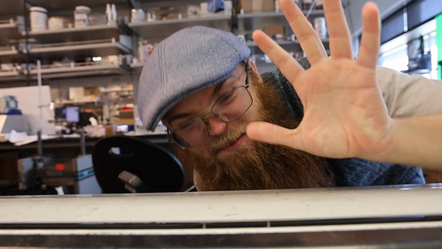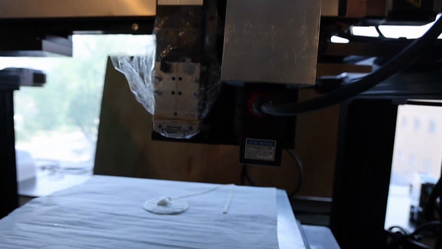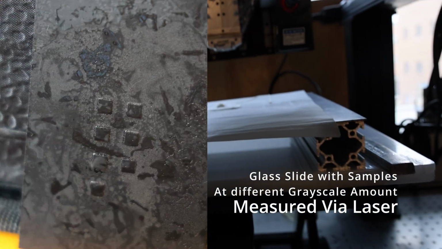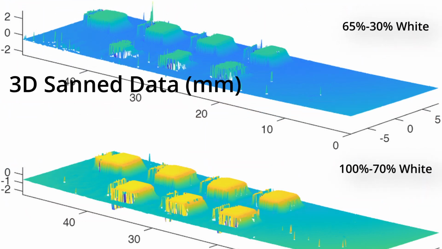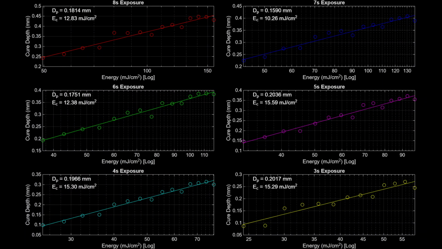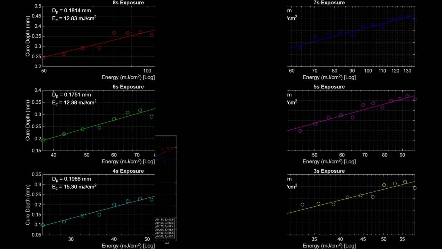But how do you make sure that it's repeatable? I'll show you. So what we do is we use this over here. We are using this laser profilometer. This laser profilometer allows us to get the height and width data of different samples, and then if we compare their heights at different exposure times, we can figure out a working curve for our resin.